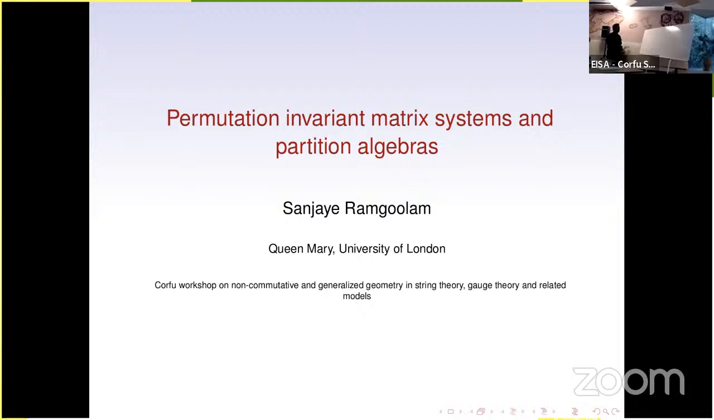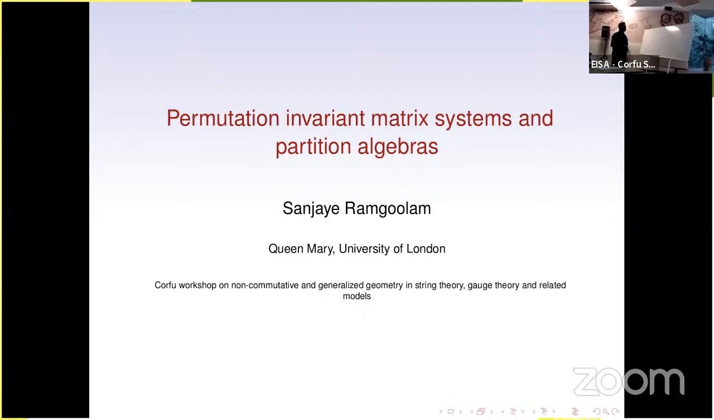So I'll be talking about permutation invariant matrix systems and partition algebras. Matrix systems come up a lot in holography, or gauge-string duality more generally. In various applications of matrix systems in AdS/CFT or holography, a set of techniques has been developed, algebraic representation theory methods, to deal with the combinatorics of matrix systems.